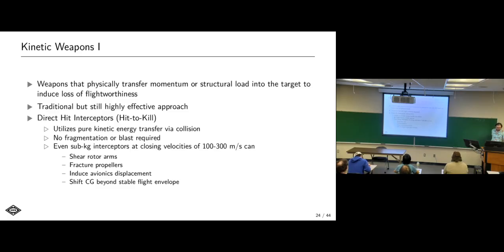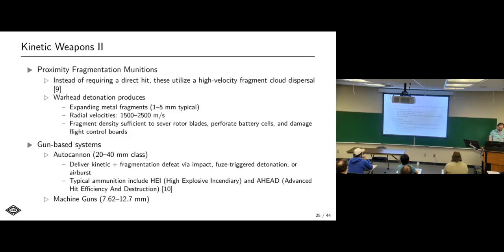So to start with, some of the things you see are direct hit interceptors. Hit to kill utilizes pure kinetic energy via collision. So we just run into it. You don't really even need a fragmentation or blast. Even a sub-kilogram interceptor at 100 to 300 meters per second can completely shear rotors, fracture propellers, induce avionics displacement, shift the center of gravity, which basically just says, if I throw a rocket at you at 300 meters per second, you're probably not having a good day either. And if you have something bigger, then that's a whole problem.